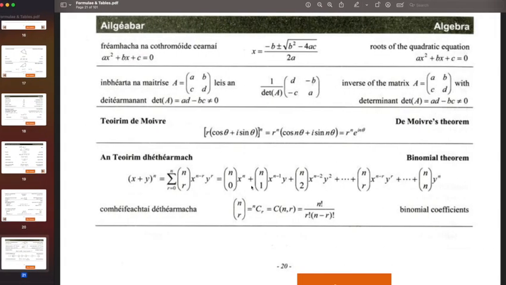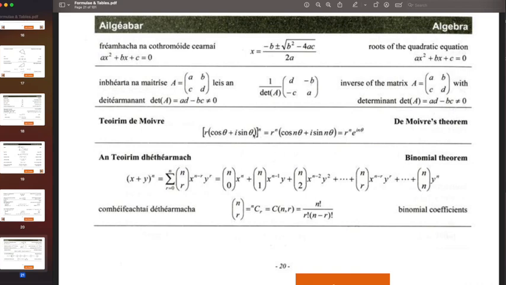Now we could have answered the previous question by using De Moivre's theorem. So De Moivre's theorem is here. And what happens in De Moivre's theorem is that you initially express the complex number in polar form, and then you have this power that's on the outside, and then you're going to drop that number in.